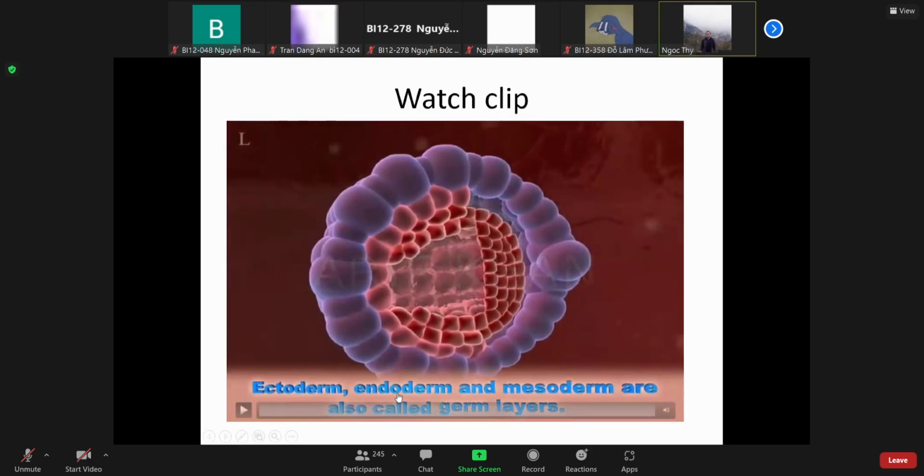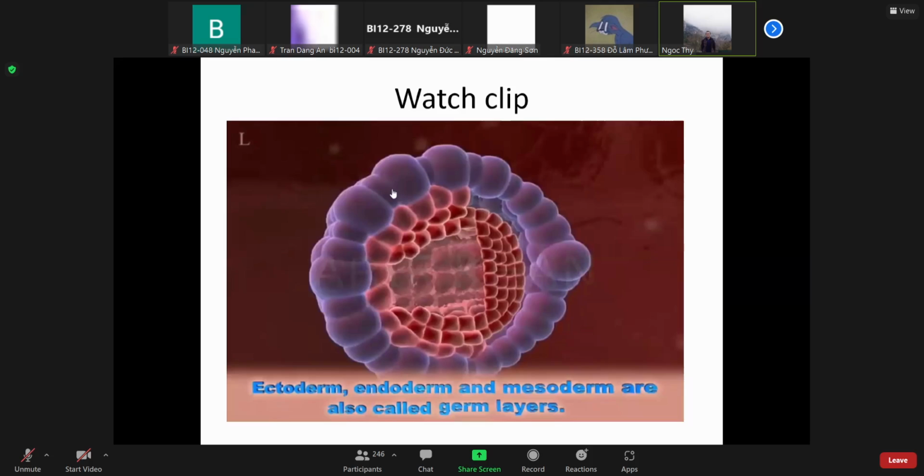Okay, so after fertilization, the sperm combines with an egg to form a zygote. In humans, the zygote cell cycle is approximately 1 day, 24 hours. That means after 1 day, a zygote will divide into 2 cells, and after another day, 2 cells will divide into 4 cells. After another day, 4 cells to 8 cells, another day to 16 cells, and another day to 32 cells.